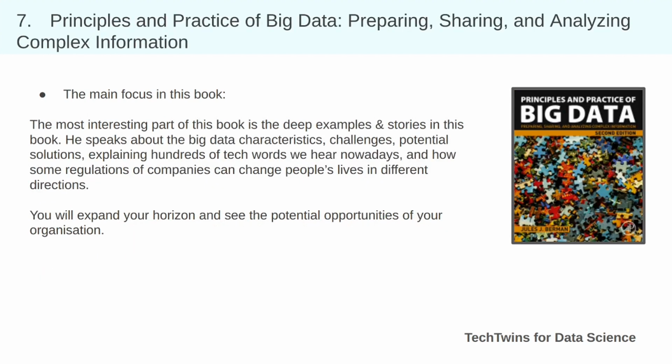Number 7. Principles and practice of big data. Preparing, sharing, and analyzing complex information. The most interesting part of this book is the deep examples in the stories. The author had a massive journey, met thousands of people, and was here to document all that in an inspiring fabric.